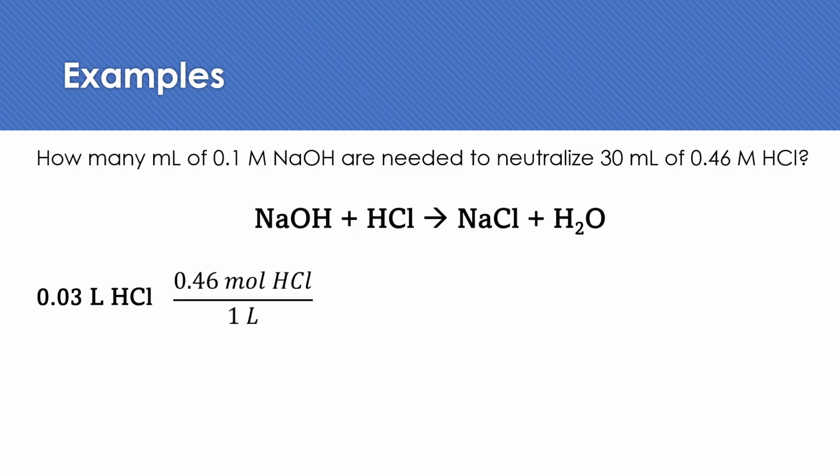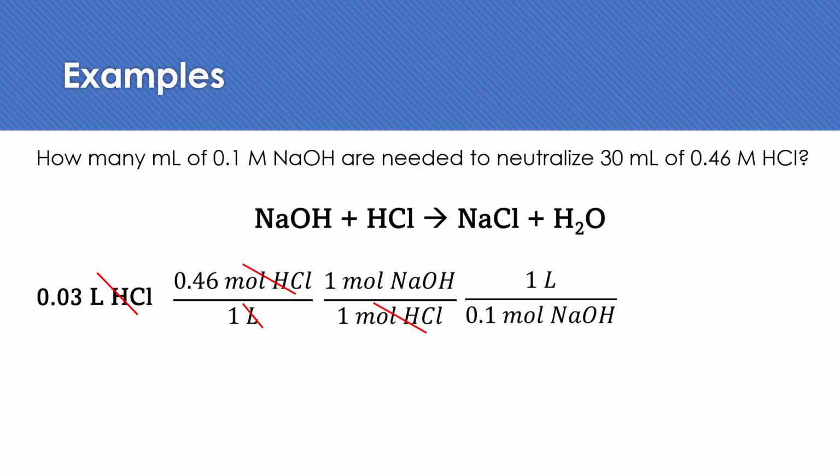And there's my molarity, 0.46 moles per 1 liter. So liters cancel. And then here's my stoichiometric coefficient. It's 1 to 1. 1 mole of sodium hydroxide for every 1 mole of hydrochloric acid. So that cancels. And then I've got 1 liter for every 0.1 moles of sodium hydroxide. So that's my 0.1 molar. I flip that ratio. So moles of sodium hydroxide cancel, and you'll get liters of sodium hydroxide. So I get 0.138 liters, which is 138 milliliters of sodium hydroxide.